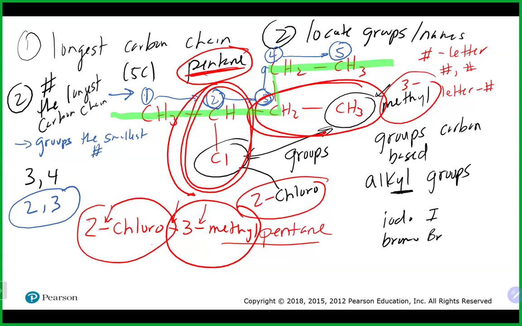So if your question is, regardless of which way you number, they both end up at the same numbers, right? You get the same set of numbers, like 2 and 4. Then you would go to the priority of alphabetical first. Whichever one alphabetically has a lower number would be the right way to do it. The chloro would take the priority in that situation if you ended up with the same set of numbers, because you would want to go whichever way gives the chlorine the lower number, since you're going to put it in the name alphabetically first. So if you have that option, give it the lower number.